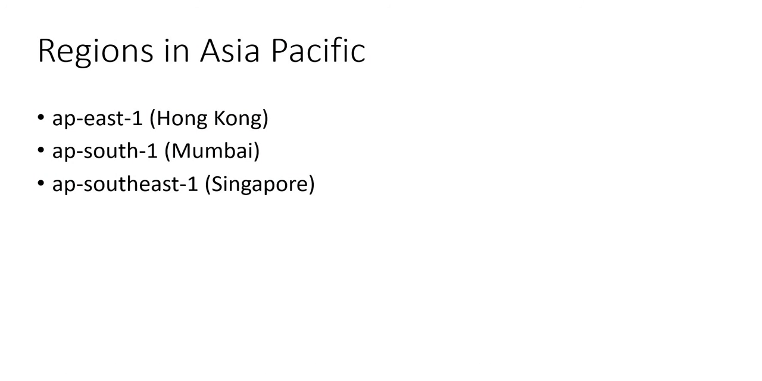Let's see some Asia Pacific regions. We have a region in Hong Kong known as AP East 1. Mumbai also has only one region, known as AP South 1, and in Singapore, AP Southeast 1. And some AWS services are region specific. Suppose a service available in the Mumbai region might not be available in the Hong Kong or Singapore region.